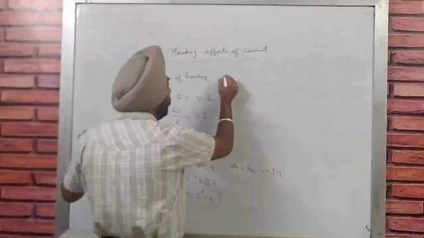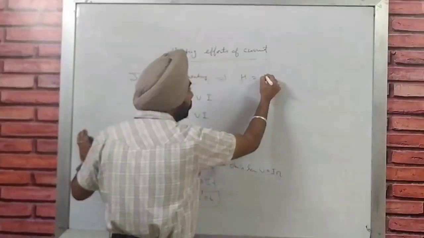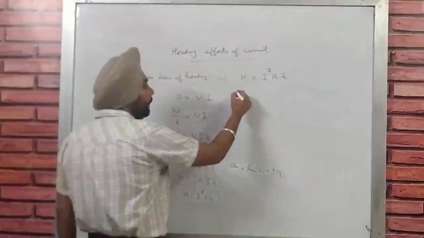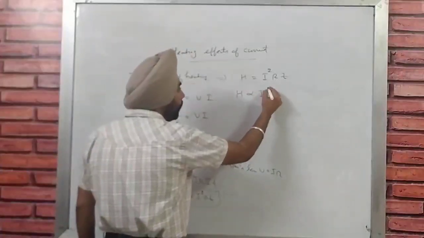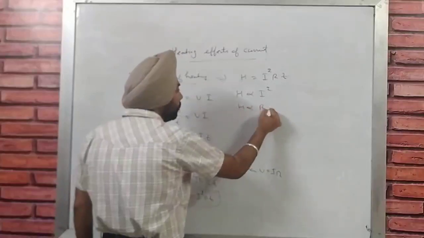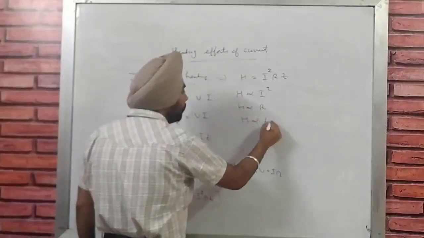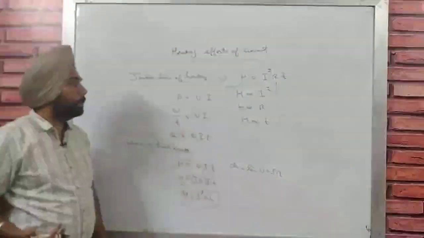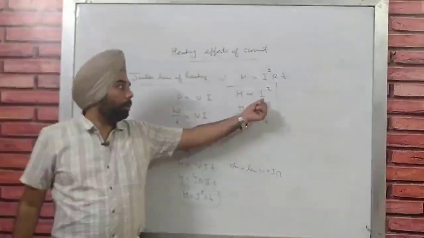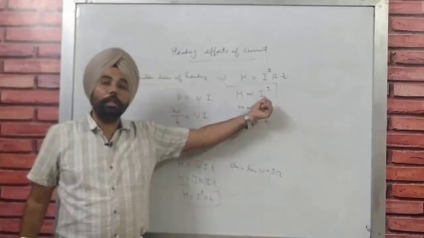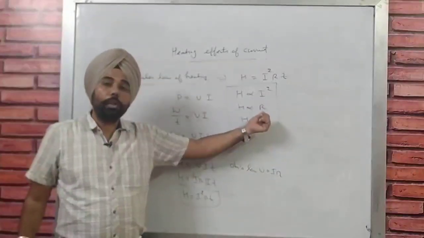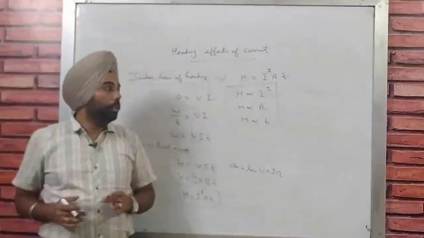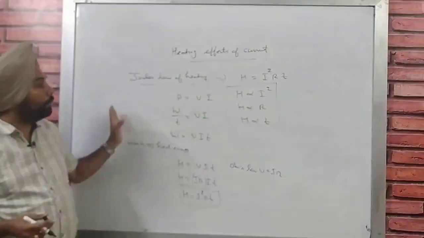So Joule's law of heating is H is equal to I square RT, which means the heat energy is proportional to current square, proportional to resistance, and proportional to the time interval. So the heat produced by any conductor is proportional to the square of the current passing through that conductor, the resistance of the conductor, and the time interval for which the current is passing through it. That is all included in Joule's law of heating.